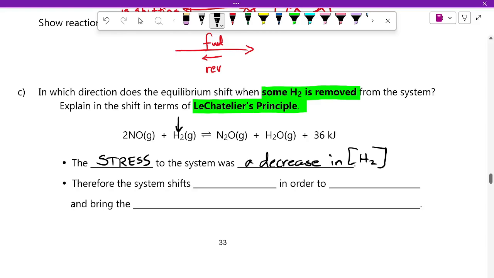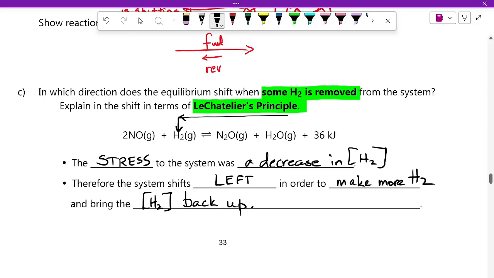Okay, I can use my arrow technique if I like, or I can say it shifts towards the decrease. The system shifts left in order to do what? Make more H2 and bring the concentration of H2 back up. Very good.